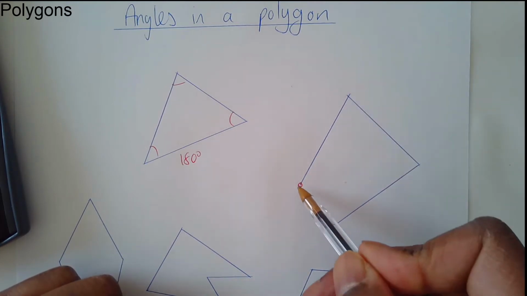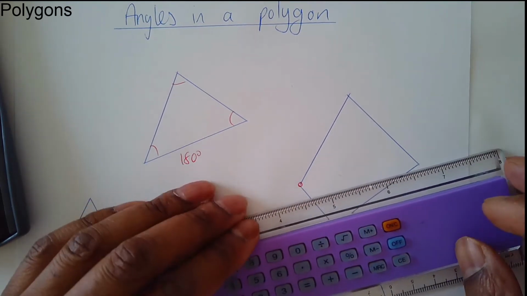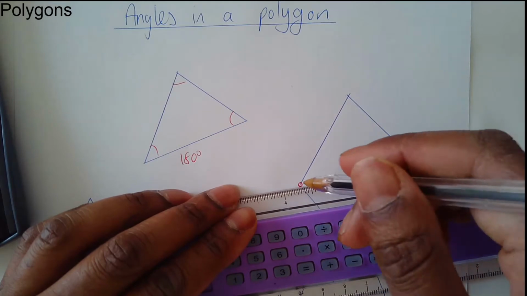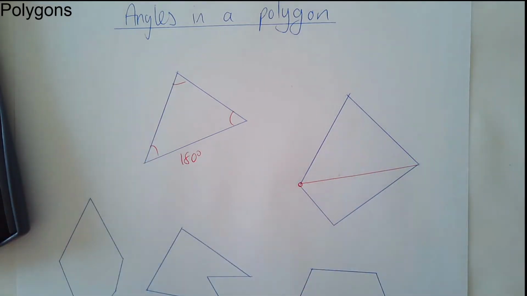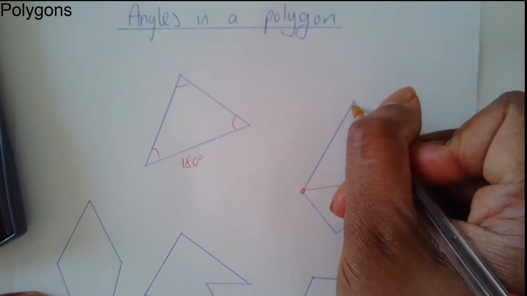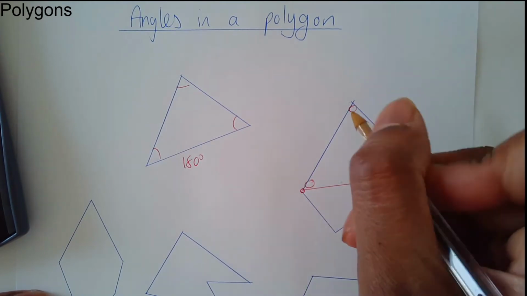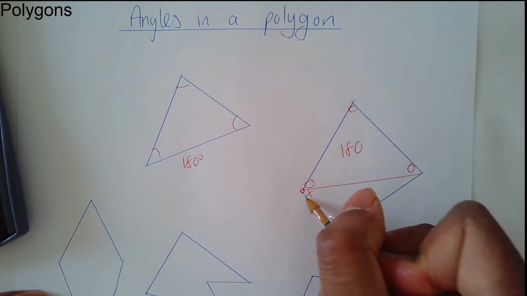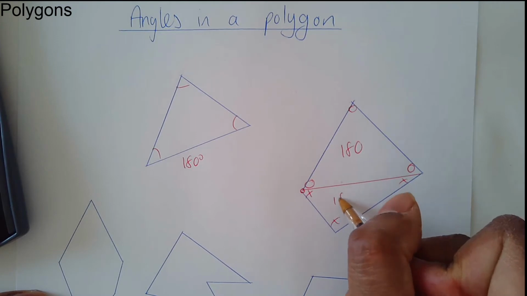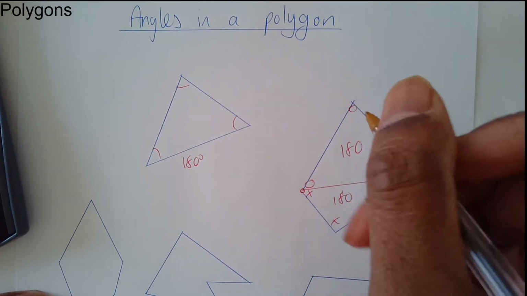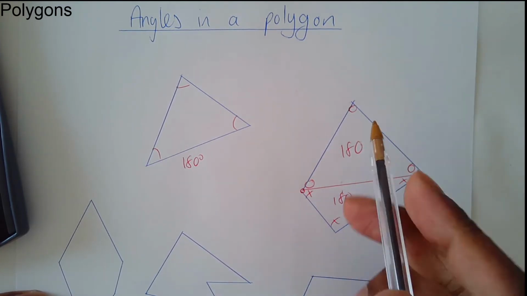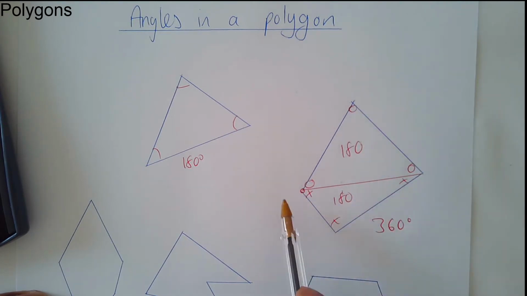Not that way, not that way. You can take it this way. So you can split it up into, let's have a look, 2 triangles. And you know, this triangle, the angles in that triangle add up to 180. The angles in this triangle also add to 180. 180 add 180 makes 360. So the angle sum of a four-sided shape is 360.